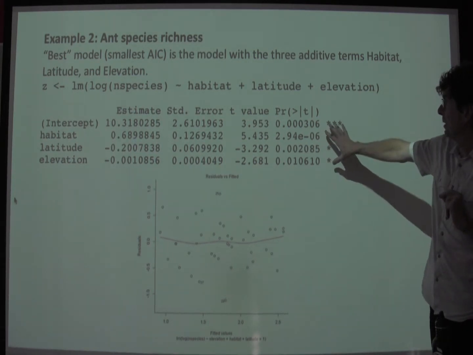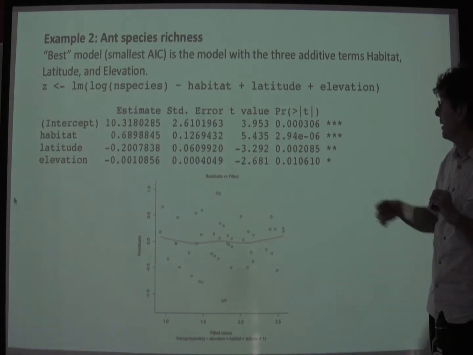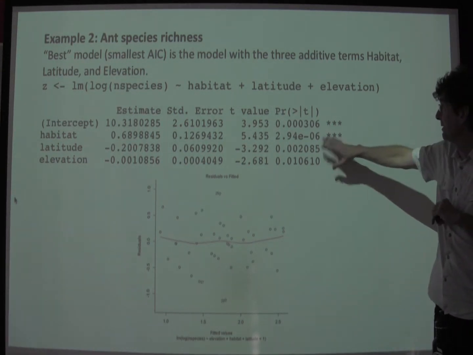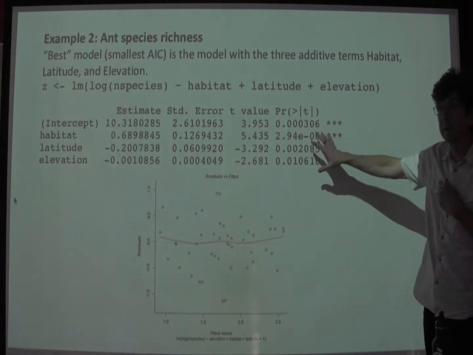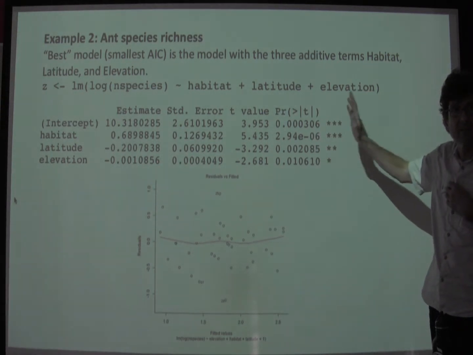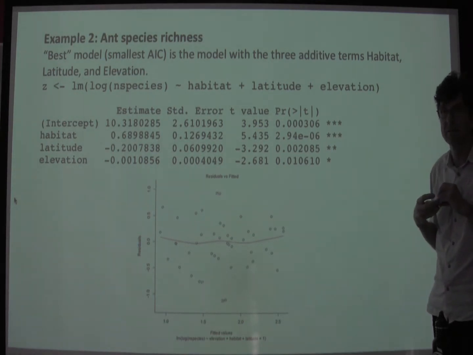I threw it into a linear model, and it turns out in a linear model, all of these terms are statistically significant. But I wouldn't pay any attention to these p-values. First of all, because it's a summary table, not an ANOVA. But secondly, because this is the outcome of a data dredging exercise, so the p-values are absolutely erroneous.